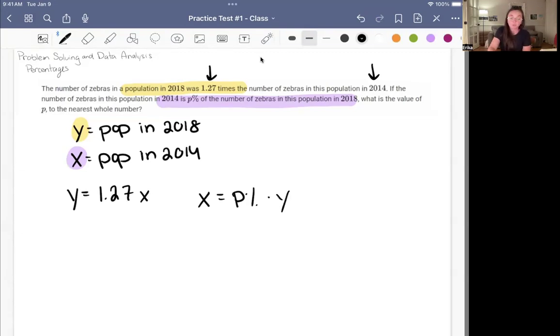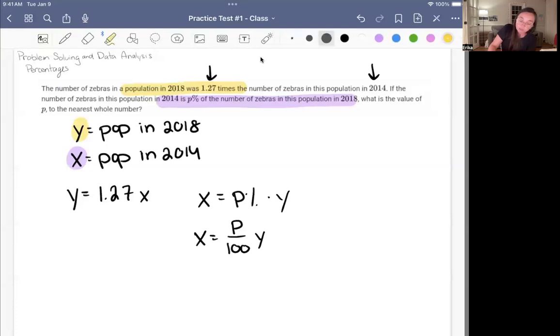Now, we don't really like having the actual percent in the equation, so we want to convert that to a decimal. But because p isn't an actual number, the way we convert it to a decimal is simply by doing p over 100. And that's what we're looking for, by the way. We're looking for p, and then we're going to do times y.